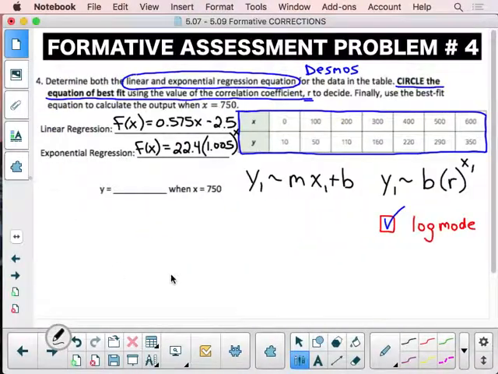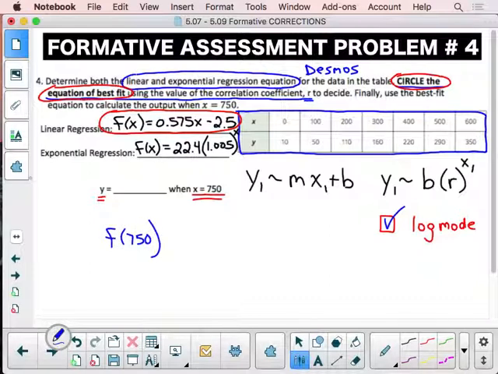Now, don't forget, the linear regression had that R value that was extremely high, that 0.9977. So this linear regression, this function is the one we're going to circle. It is the stronger correlation of the two. Remember, they said circle the equation of best fit. So we've circled that. And now we're going to use it. They want to know what is y when x equals 750. So we're going to use the one we circled. So we're going to say, what is f of 750? And we're going to use the linear equation because it was the better fit.